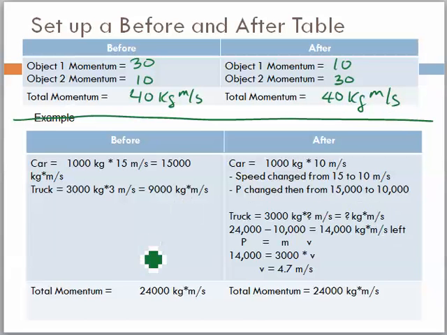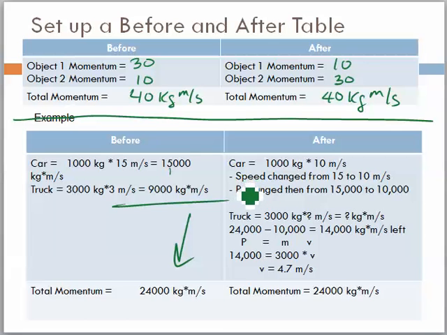Now, I've typed an example down here for you to look at, so you can go back and look at the examples. I had a car, 1,000 kilograms, 15 meters per second. It had 15,000 kilogram meters per second of momentum. There was a truck, 3 times as large, going only 3 meters per second. It had 9,000 kilogram meters per second. If you add those, you get a total of 24,000 kilogram meters per second.